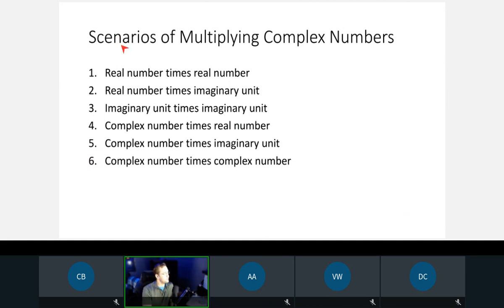All right, so scenarios of multiplying complex numbers. These are the 6 scenarios. We could do a real number times a real number, a real number times imaginary, imaginary times imaginary, complex times real number, complex times imaginary, and complex times complex. So here are all the scenarios that we could deal with.